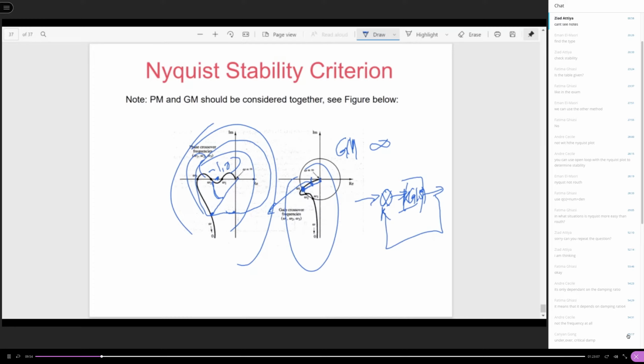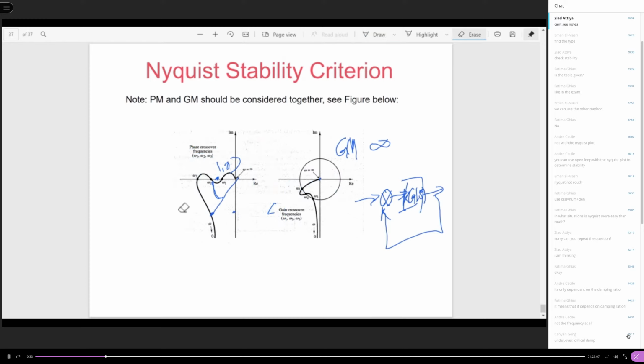So these are the two situations where one margin is big and the other margin is small. Practically, we treat both of them as very vulnerable systems, not good stable systems. In order to have good stability, you need to have both margins reasonably big at the same time.